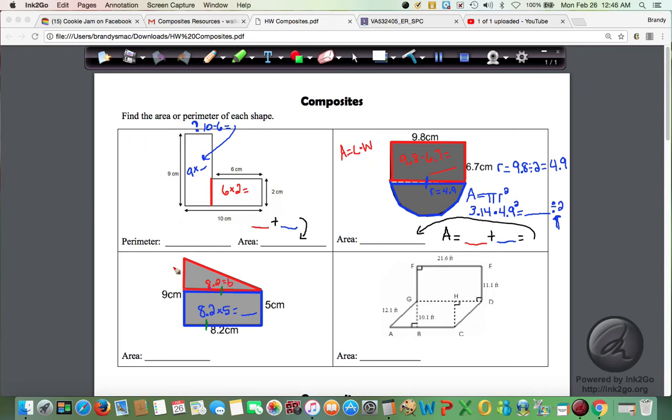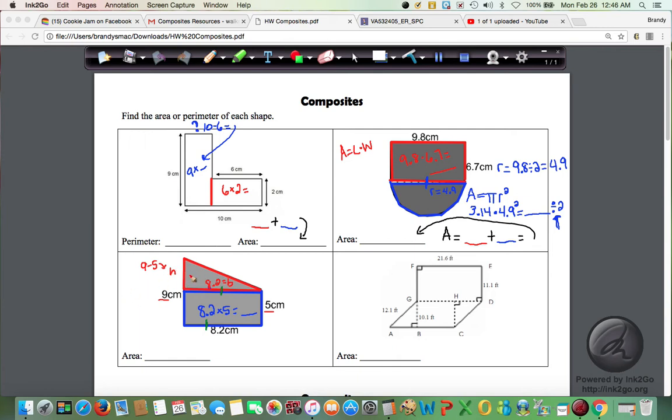So our height is over here. We know the entire height of the figure is 9. And we know the height of the rectangle is 5. So to find the height of the triangle, you have to subtract those two pieces, figure out what's left over. So you're going to say 9 minus 5. That'll give you the height of the triangle.